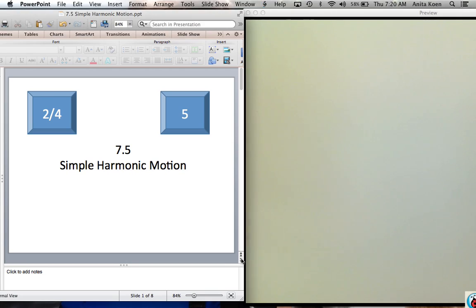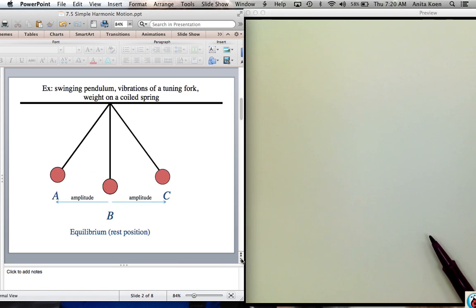Today's lesson is on simple harmonic motion, log page 5 in your logbook. Some examples of simple harmonic motion are a swinging pendulum, the vibrations of a tuning fork, and the weight on a coiled spring. The picture that I have here is a picture of a swinging pendulum.